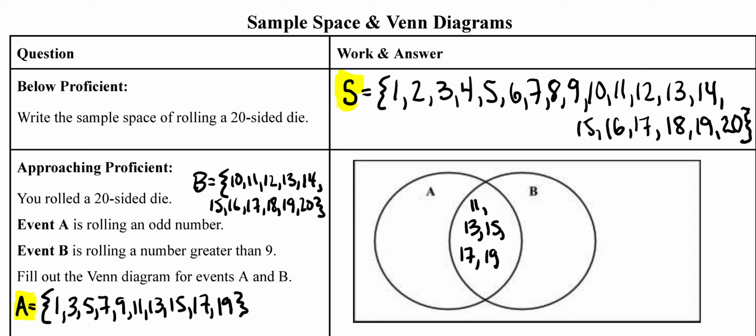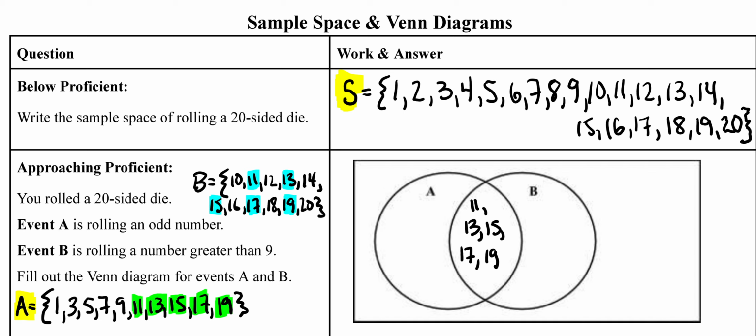Let's go ahead and mark these. 11 has been used. 13, 15, 17, and 19. And then let's say over here, B is 11, 13, 15, 17, and 19.